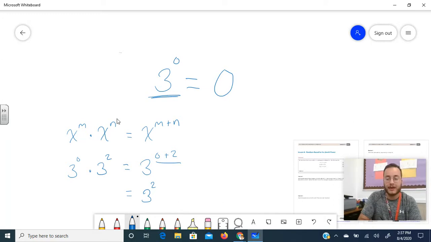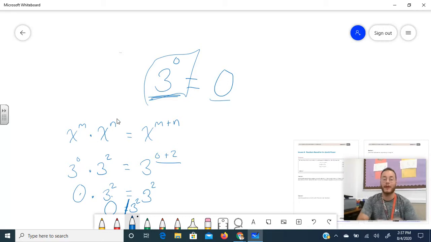But if I simplify this over here, guys, it would be 3 squared times, if you say 3 to the 0th power is 0, then this would be 0, and 0 times anything is 0. And 0 does not equal 3 squared. So that means that this number to the 0th power cannot be 0.